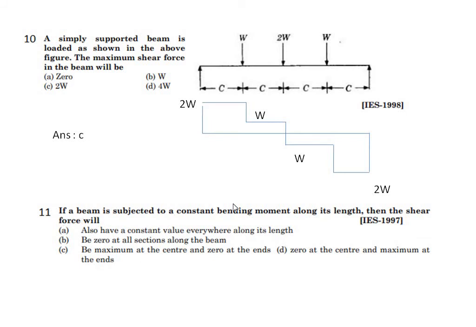If a beam is subjected to a constant bending moment along its length, then the shear force will be, right? So assume you have a constant bending moment. So the first option given is that it also has a constant value everywhere along its length. So what it says is it has a constant value of shear force throughout its length.